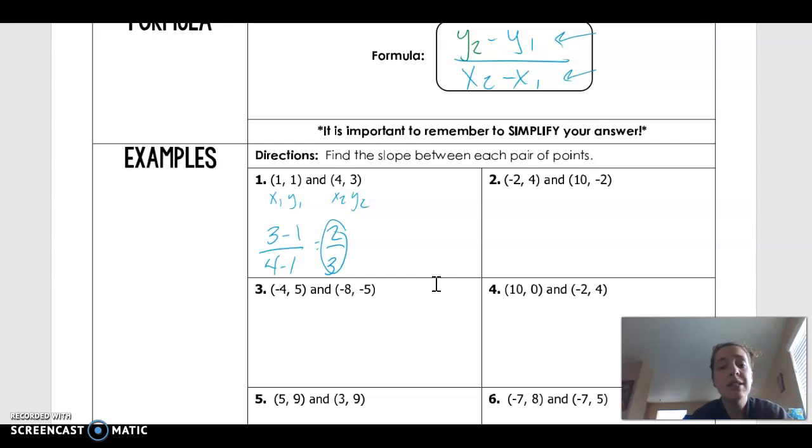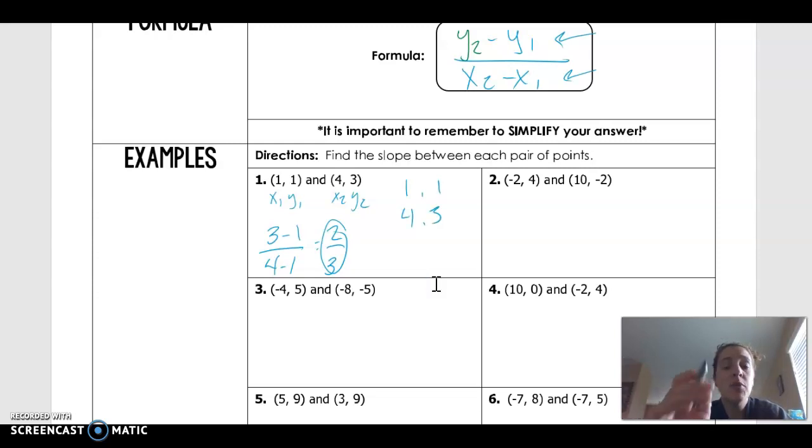So where this is hard for me to remember is which one's which. So how I do slope, and you can find slope however works for you, if you love the formulas, stick with the formulas. What I always do is I always put my points just one on top of the other. So I've got 1, 1 and 4, 3.